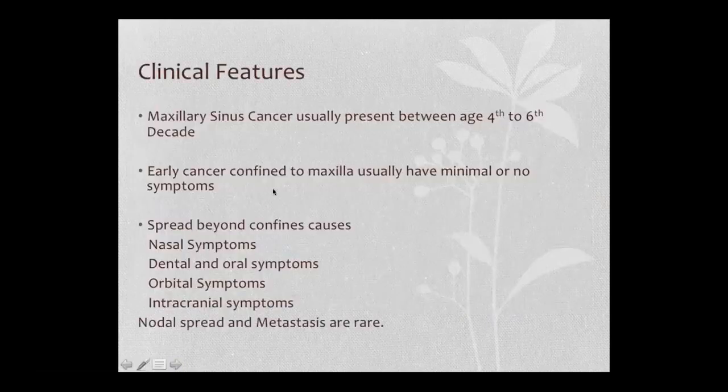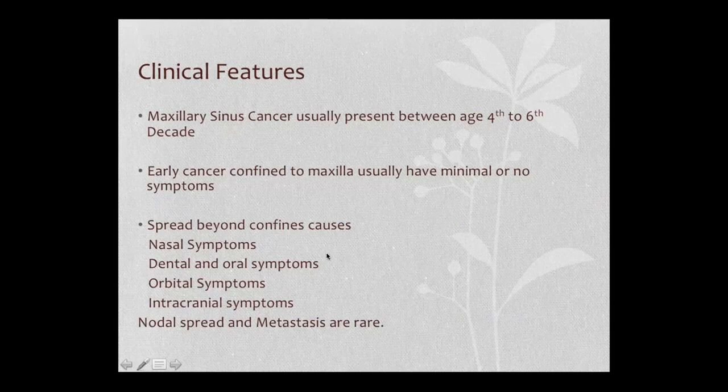Maxillary sinus cancer usually presents between the fourth and sixth decade, but some pediatric tumors present early, especially rhabdomyosarcomas. Early cancer confined to the maxilla usually has minimal or no symptoms. That is why, when patients present to us, they usually have extensive disease, mainly T3 and T4. T1 and T2 diseases are very few.